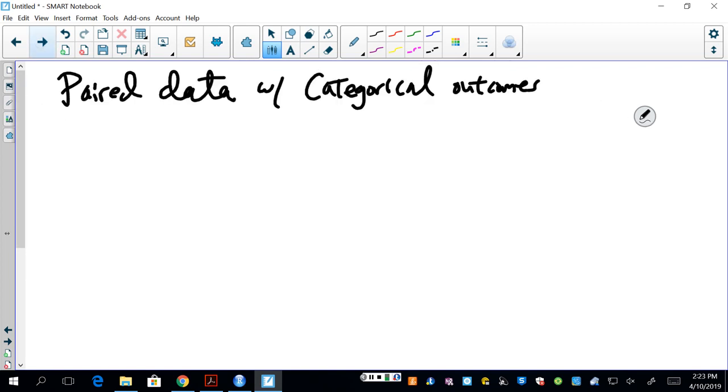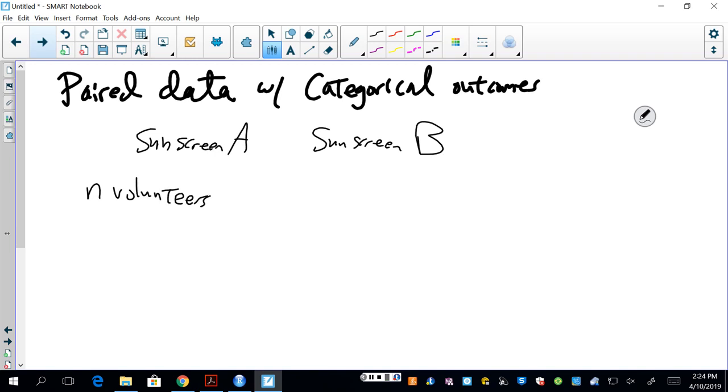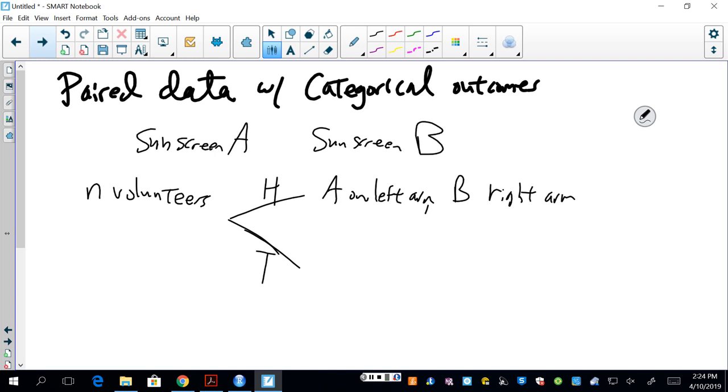So how do you get paired data? Well, let's say you have sunscreen A. We're going into some warm weather, hopefully. And you have sunscreen B. Right? And you have a bunch of volunteers. And they flip a coin, heads or tails. And heads, you put A on the left arm. Put the sunscreen B on the right arm. And if it's tails, they put A on the right arm. And you put B on the left arm.